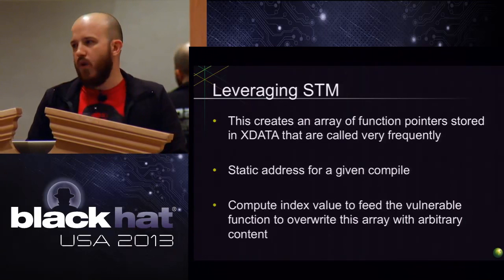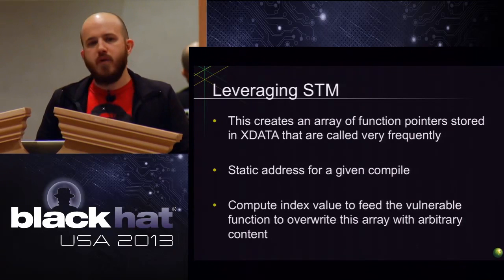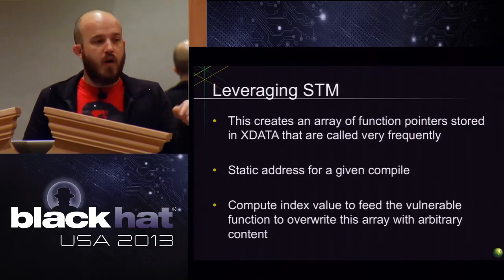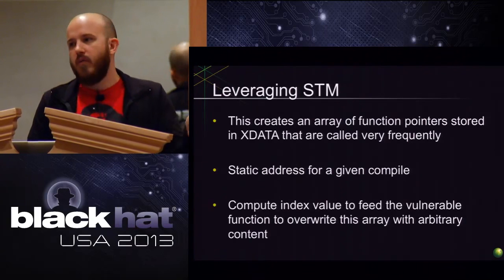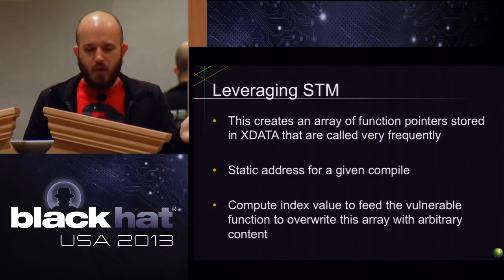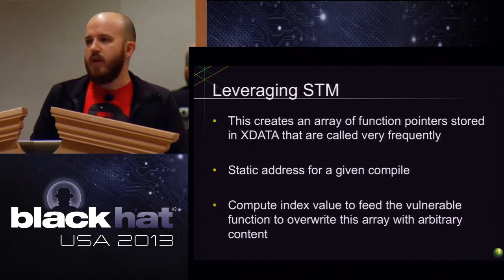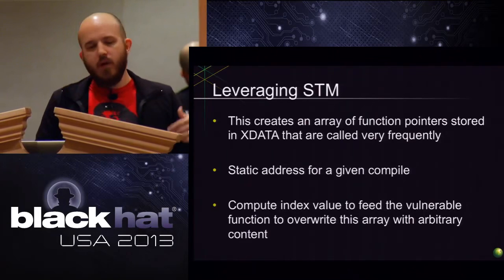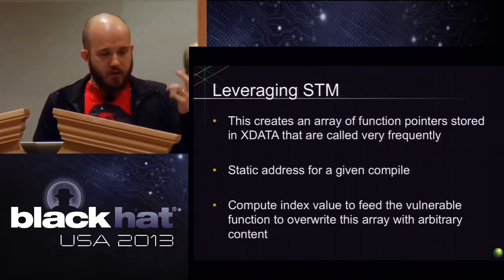All of the locations where the stuff is going to be stored are static for a given compile. So once you locate where that array is stored, it's going to be the same for every version, or for every iteration of that version, right? So all the meters are going to be the same. That array is going to be stored at the same place on all of them. You just have to compute the index to feed into your bug that we've talked about earlier, and then it will allow you to make modifications to that location.